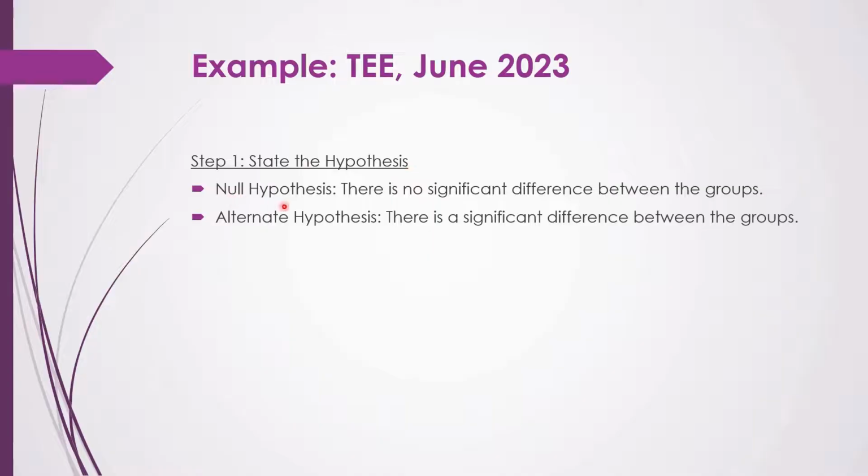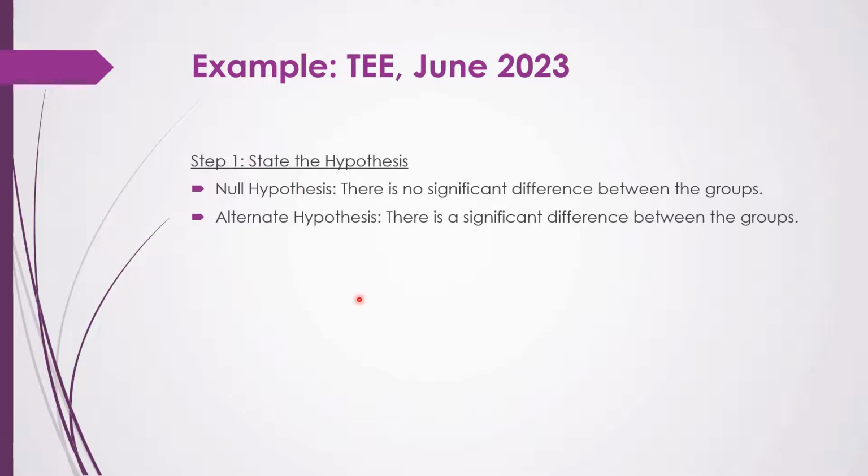So we'll state two hypotheses: a null hypothesis which says that there is no significant difference between the groups, and an alternate hypothesis which says there is a significant difference between the groups. And we'll decide which of these hypotheses to accept and which is to be rejected by the end of the question. Now, irrespective of the number of groups you have or the data points you have or the question itself, you can write this as it is.